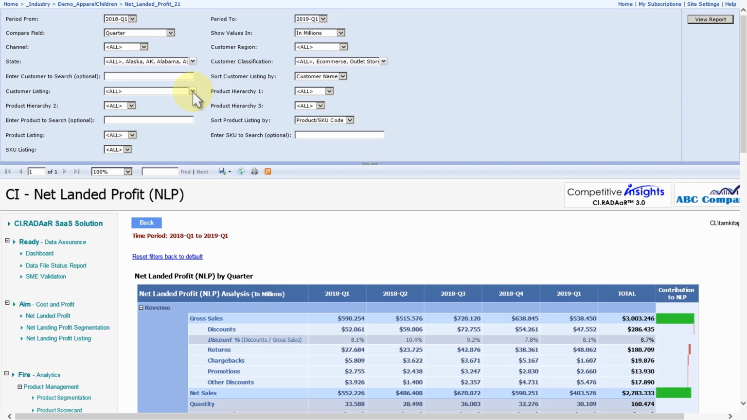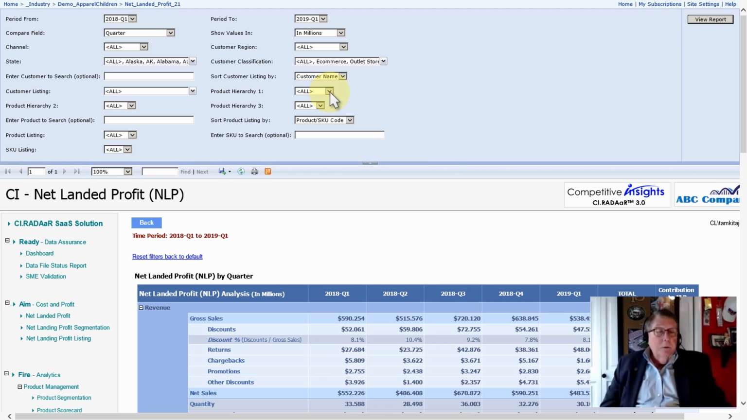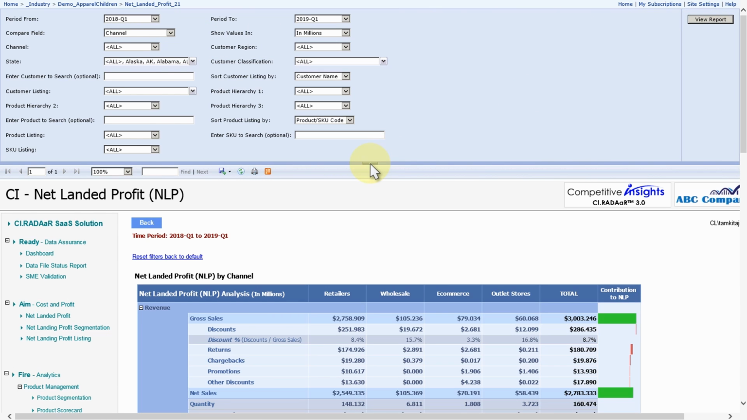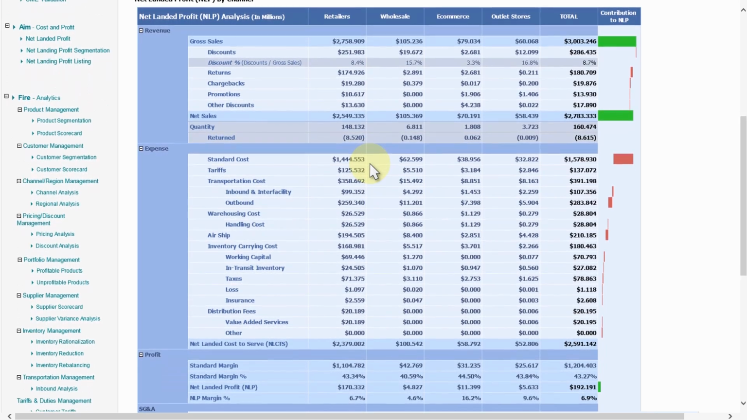Now we might want to look at it for an individual customer. Or we might want to look at different ways to view the products. We might say, hey, we have these product categories, so we want to look at activewear or innerwear, whatever it might be. Or finally, we just look at an individual product. So as you'll see, the report is going to change. We're going to see that profit and cost information specific for the channels: retail, wholesale, e-commerce, and outlet stores. Instead of having a generalized view across the entire organization, I'm looking at it by channel.